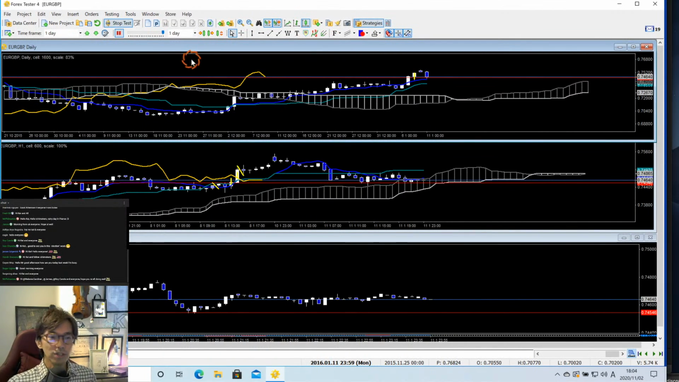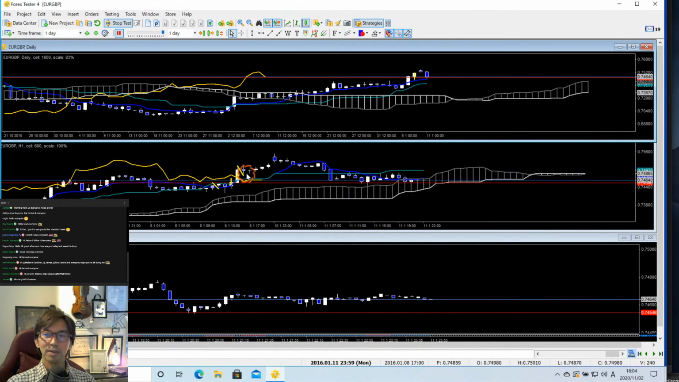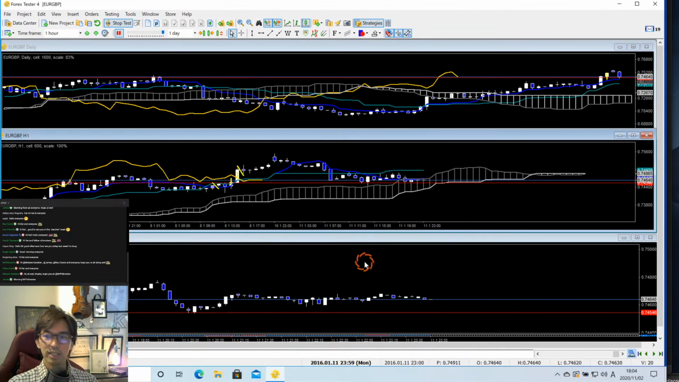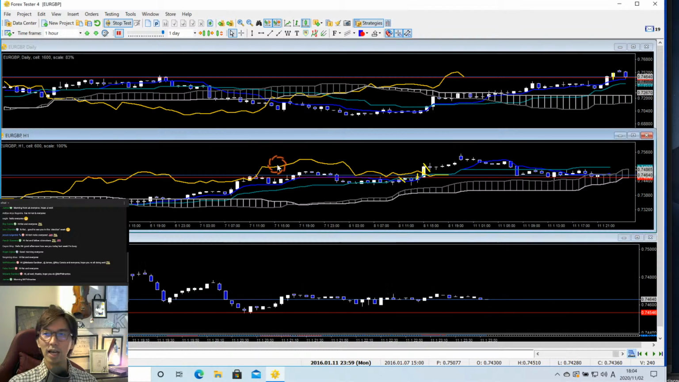As usual, we look at 3 different time frames. Up here the daily chart, in the middle the 1 hour chart, and below here the 5-minute chart. We'll look at these 3 different time frames and capture when exactly the double top and double bottom will happen.